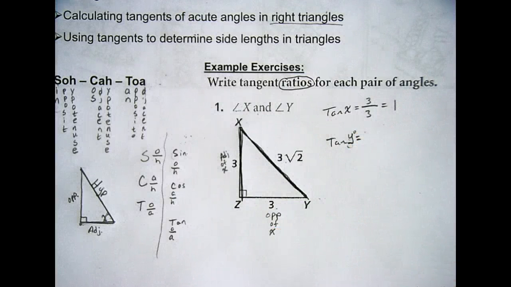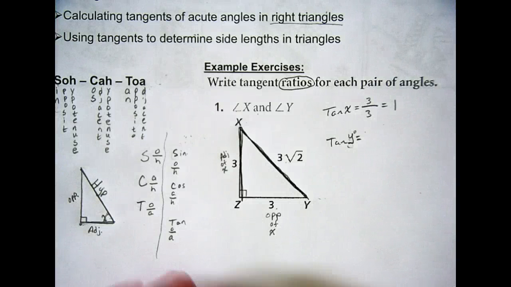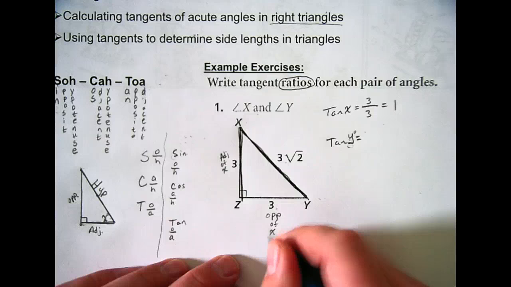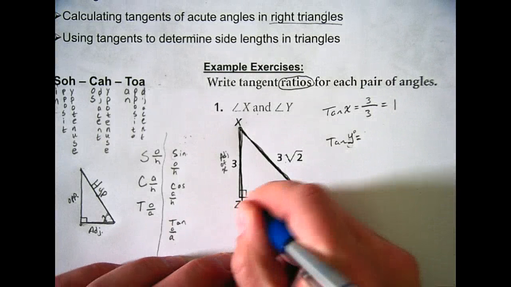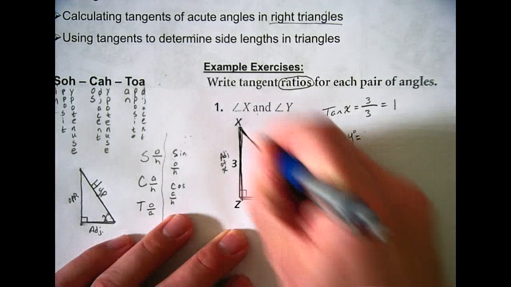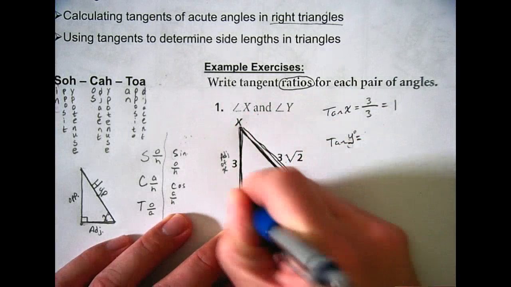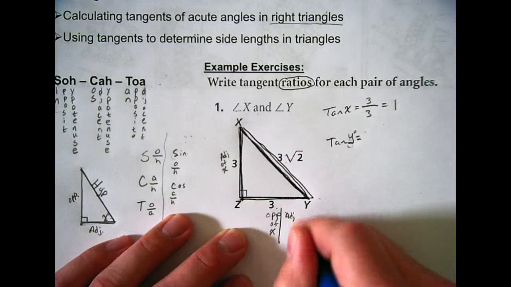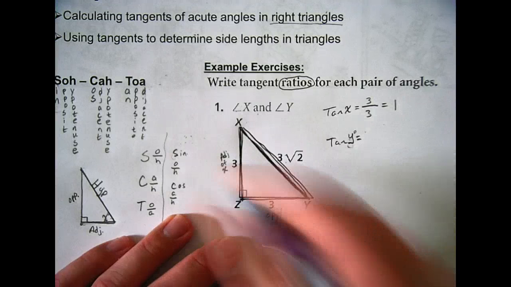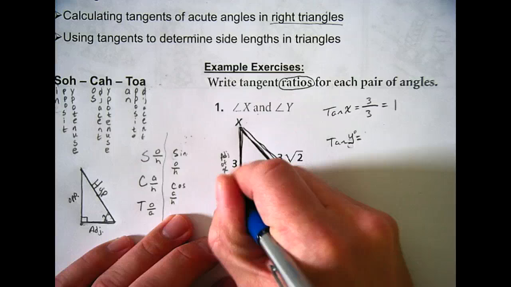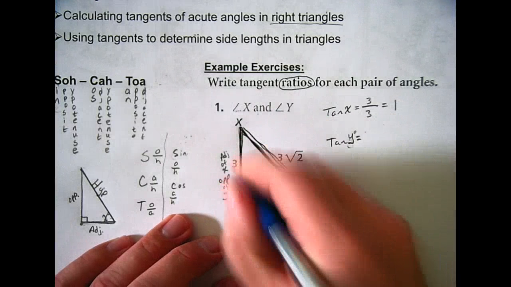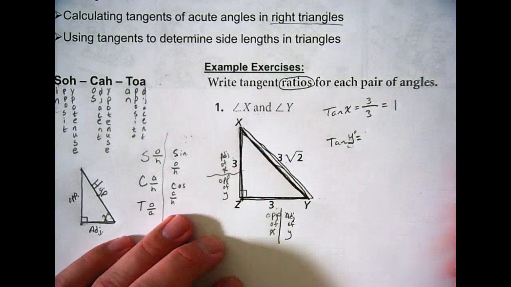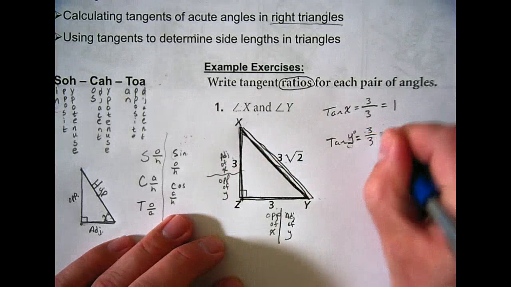Okay, what's the tangent of y? It's also 1, right? But in this case, this side is the opposite of x, but when we trace it for y, it's the adjacent of y. And this one is the opposite of y. Notice we trace angle y, we don't hit that side. So that would also be 3 over 3, in this case 1.